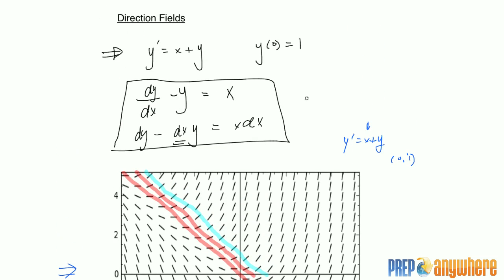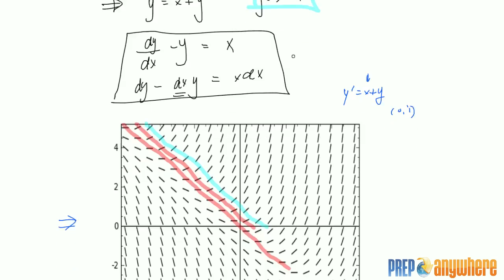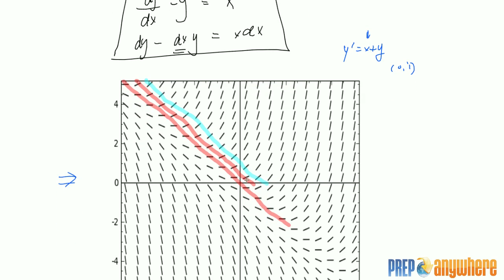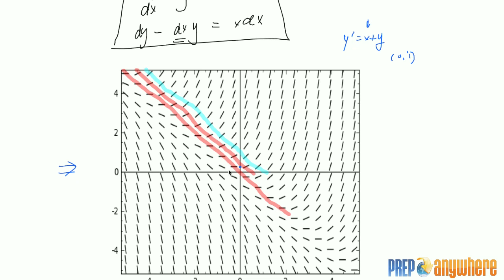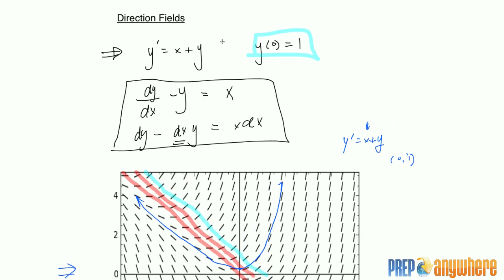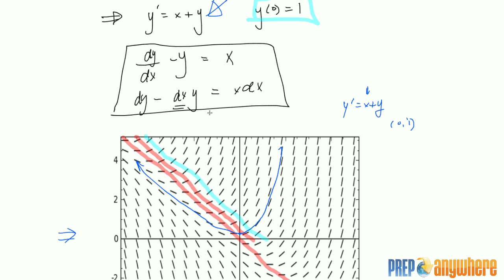Now they tell us that the function passes through 0, 1. So 0, 1 will be right here. It passes through there, and the slope there will be 1. So you have to try to follow your slope field. If you pass through there, it will go up like this. And from here it flattens out, and the slope actually gets not as steep. So that will be a graph of this function, expressed as a differential equation, which we cannot directly solve to find the actual explicit equation of the function.